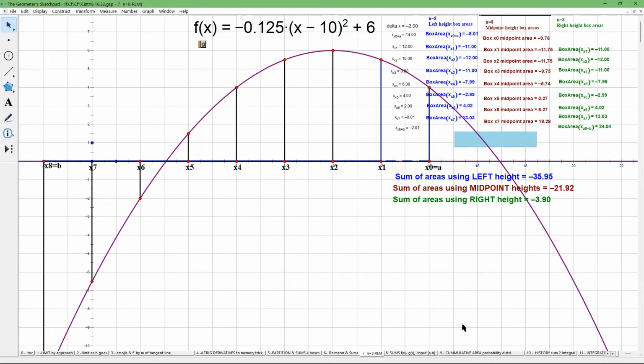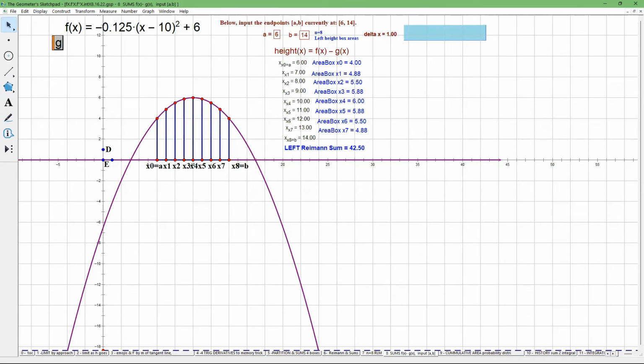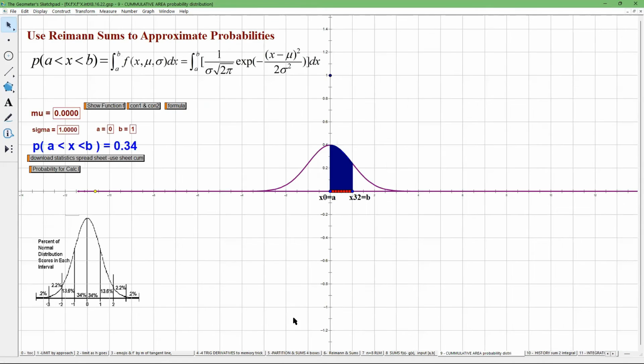Here's one with 8. Next one. Here's one on which you can input your own A and B in limits of integration. Here's what it would look like if you were using the probability distribution.